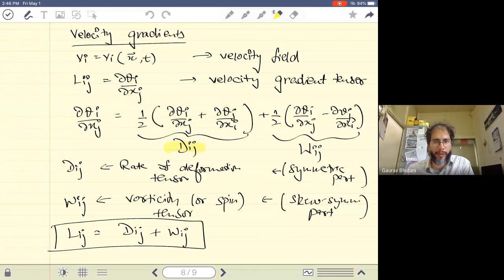Remember, it was a deformation tensor in the previous discussion, and now when we talk about fluids, it becomes the rate of deformation tensor. The other part, which is the skew symmetric part, that is W, is called the vorticity or spin tensor. The ideas were very similar to what we discussed in the previous situations where we had solids, where a solid was deforming into a deformed configuration. So finally, we can write L as a sum of D and W. The same way, we could write the displacement gradient tensor as a sum of epsilon and omega.